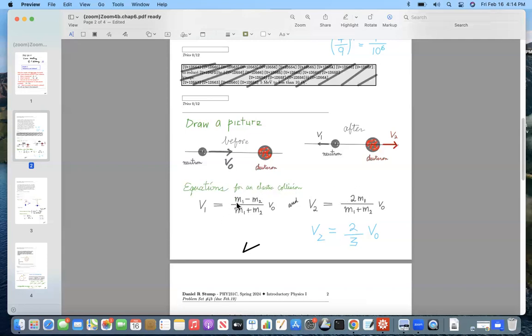All right, so let's think about this. M1 is the neutron, M2 is the deuteron. So M2 is 2 times M1. So this will be like 1 minus 2 over 1 plus 2.